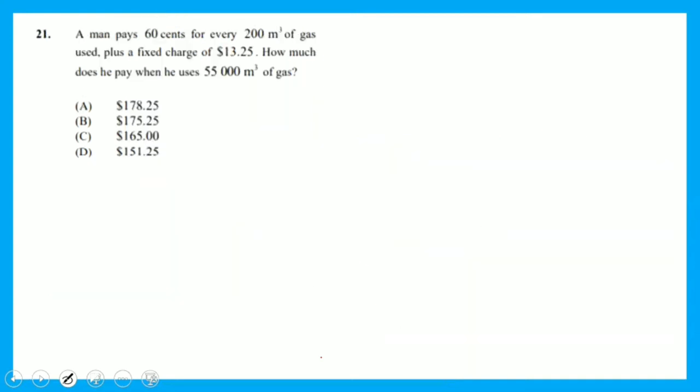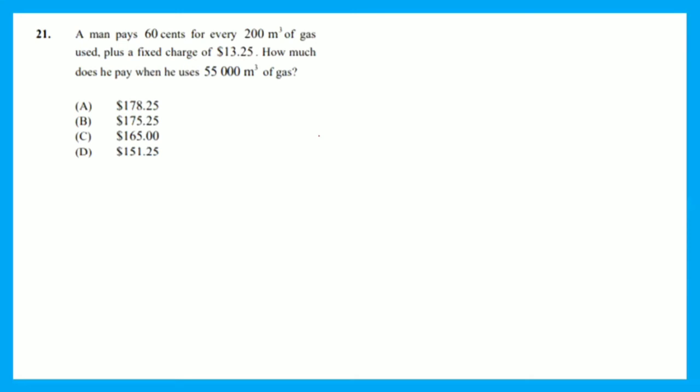And it has to do with gas, which is really expensive. All right, a man pays 60 cents for every 200 cubic meters of gas used, plus a fixed charge of $13.25. How much does he pay when he uses 55,000 cubic meters of gas?